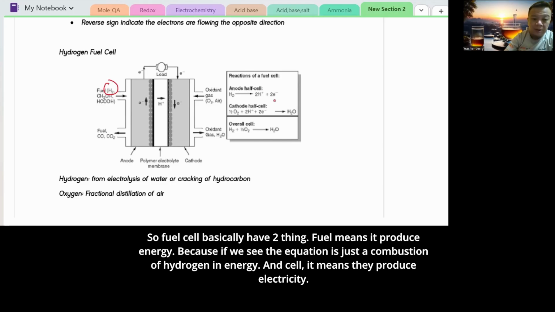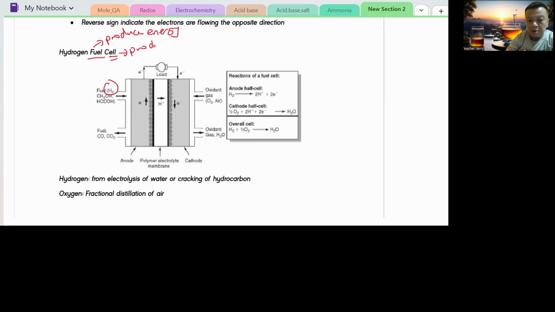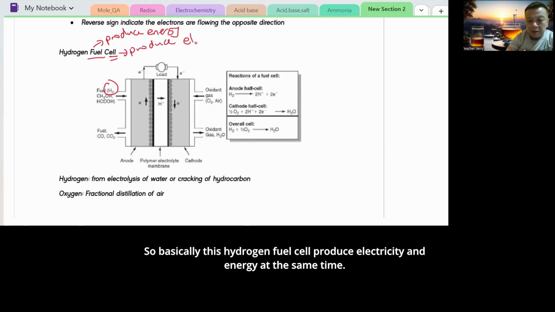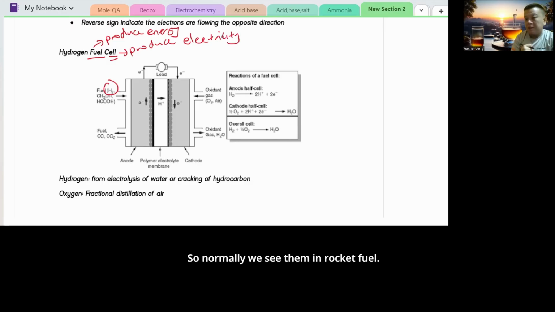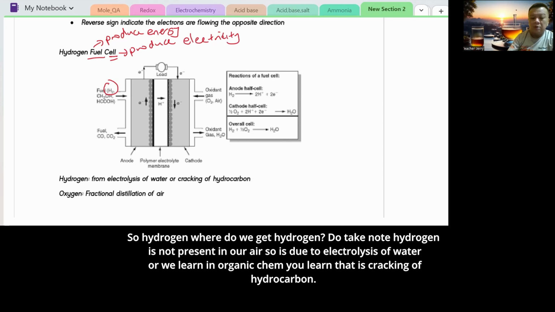So a fuel cell basically has two things. Fuel means it produces energy, because if you see the equation, it's just the combustion of hydrogen, which gives you energy. And cell means they produce electricity. So this hydrogen fuel cell produces electricity and energy at the same time. Normally we see that in rocket fuel. So where do we get hydrogen? Do take note, hydrogen is not present in our air.